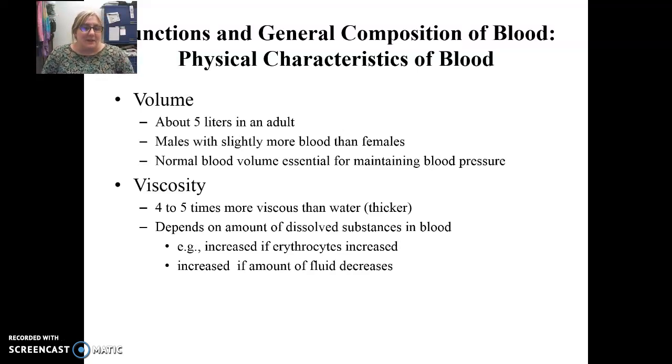The thickness of blood is going to be associated with the amount of proteins and other solutes that is in the blood. So if you have a lot of cells in the blood, then you're going to have thicker blood. If you have very few cells in the blood, you're going to have thinner blood. If you have a lot of protein in the blood plasma, you'll have thicker blood again. Make sense?